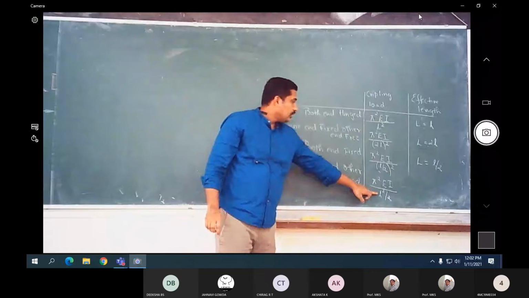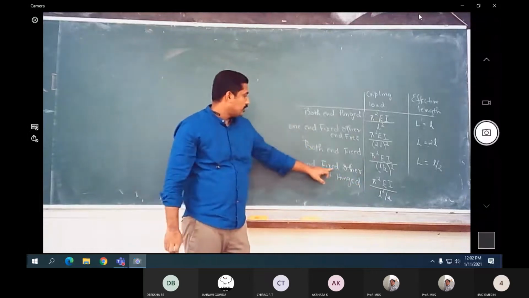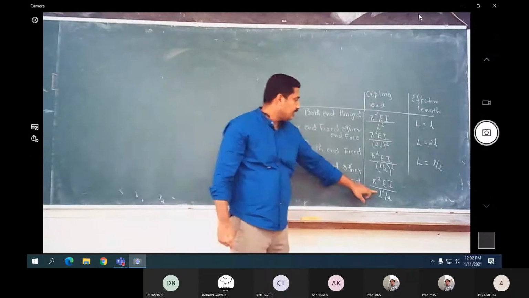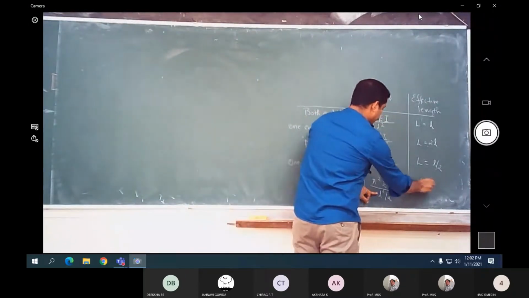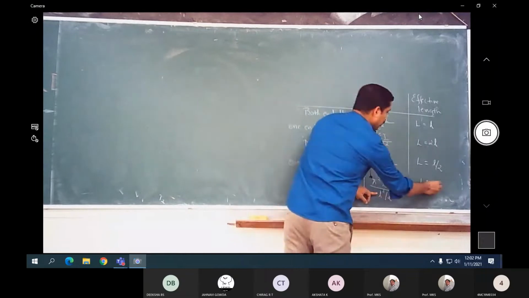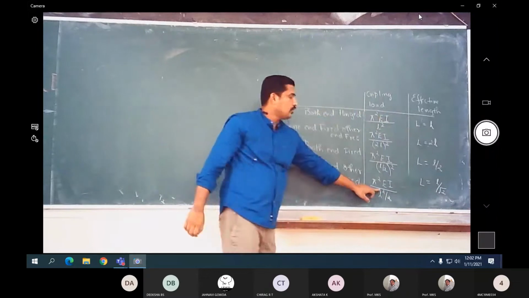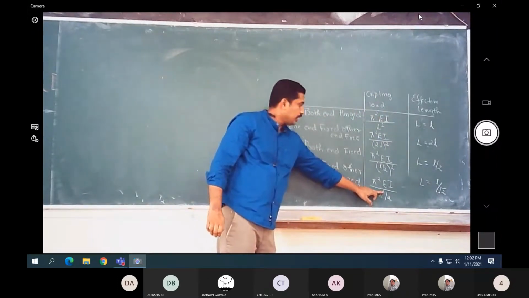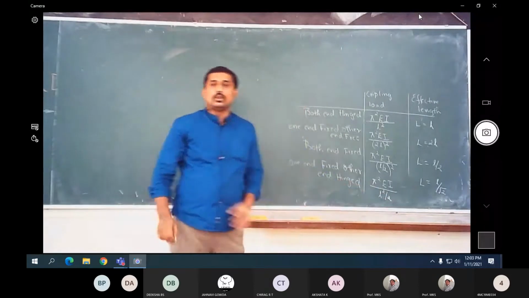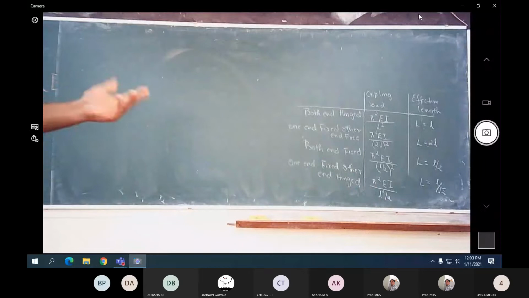So for the last condition, one end fixed and the other end hinged, it is L square by 2. So effective length will be L by root 2. If you do the squaring, the squares get cancelled and the denominator will be root 2. So you just remember these equations to solve the problems. We have one more derivation here, so we'll continue with that.